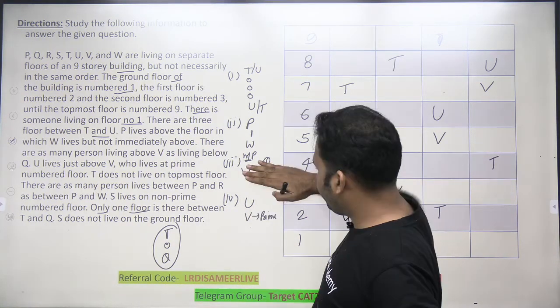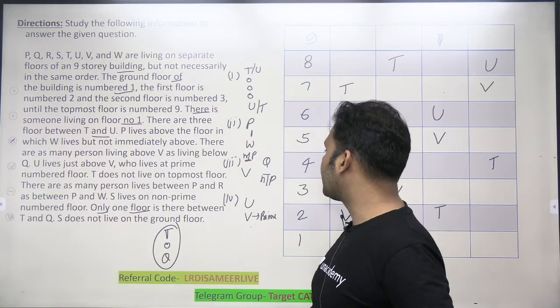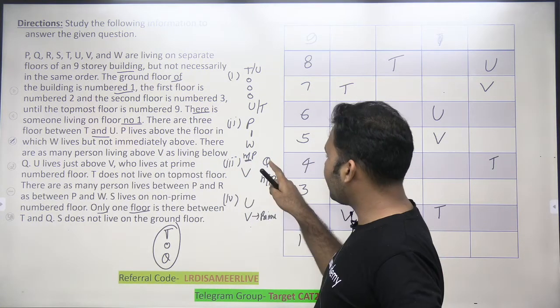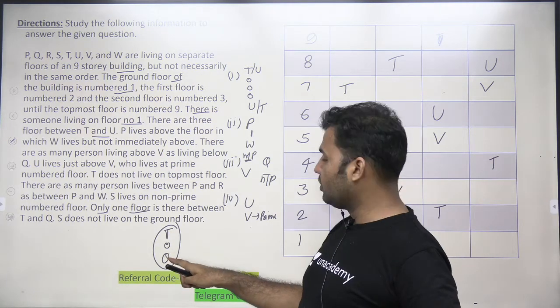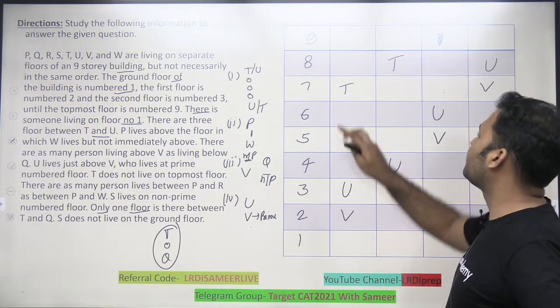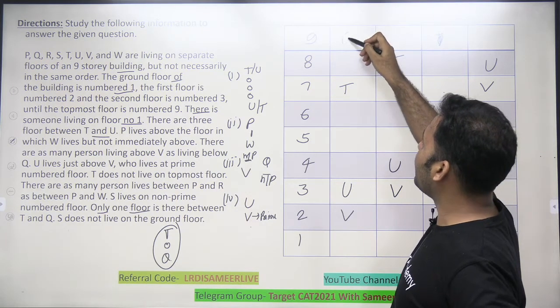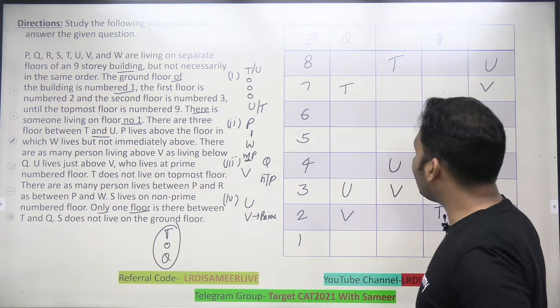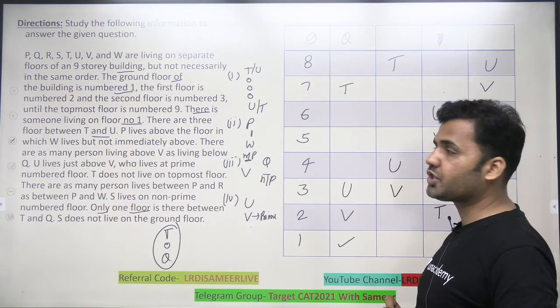The number of people above V and the number of people below Q should be same, with the reference of Q, with the position of Q with respect to T. So if T is positioned at floor number 7, you see that, and I say that Q will be at 9. But then to satisfy this condition, we know that someone is living on floor number 1 for sure.